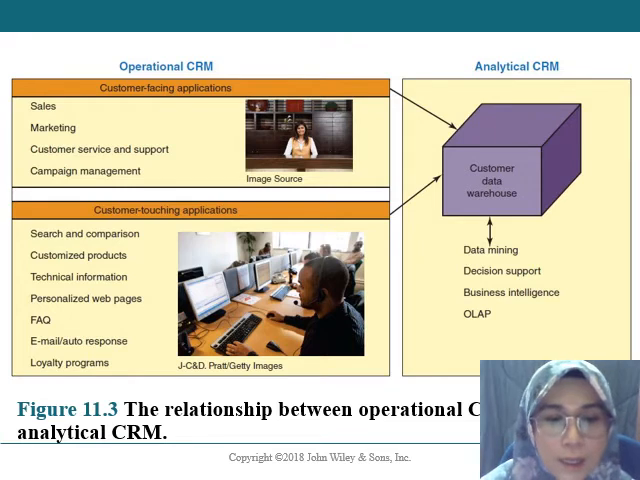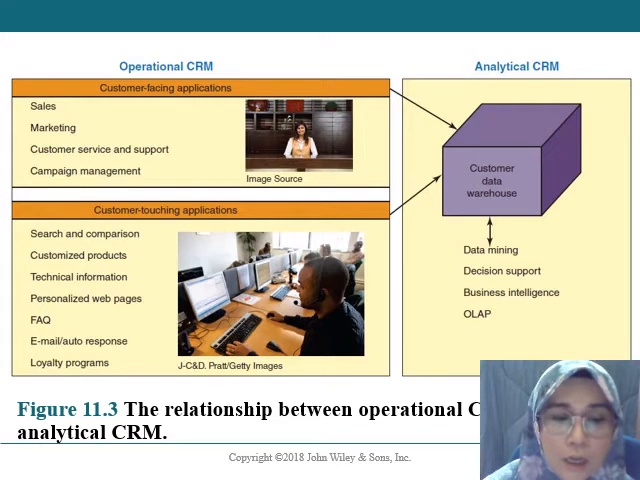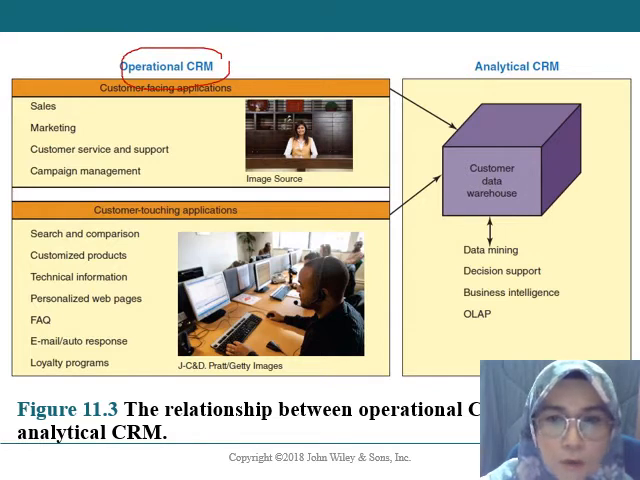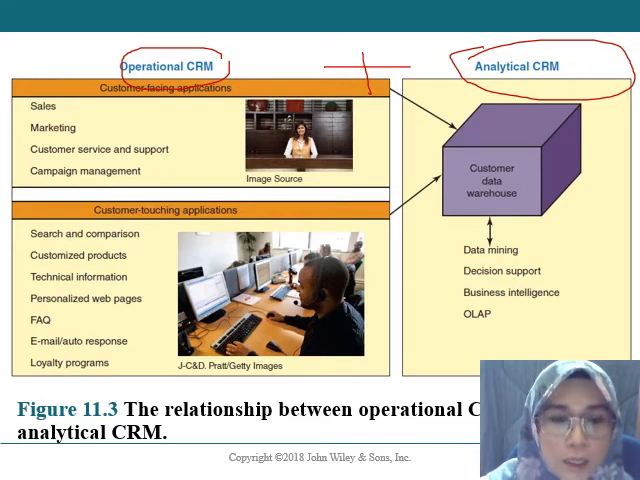Okay, and then we have customer touching applications. They use search and comparison, customized products, technical information, personalized web pages, fax, email or auto respond, and the last one is the loyalty program. This is their relationship between what we call operational CRM and analytical CRM. It is very important in a customer relationship management system to have both processes, operational CRM and also analytical CRM.